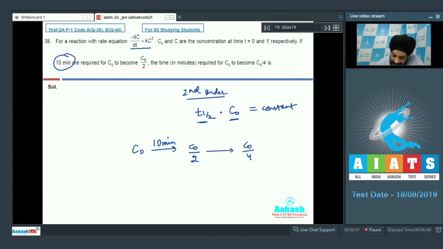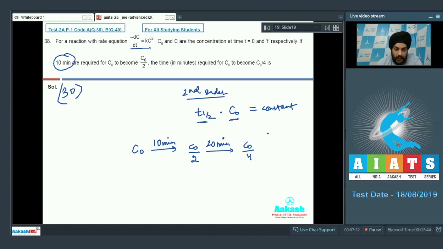So if we talk about the second case now, we have the initial concentration as C0 by 2. So the half-life for C0 by 2 shall be equal to 20 minutes, as the product of C0 into 10 has to be equal to C0 into T half. So students, the time required for C0 by 2 to become C0 by 4 is 20 minutes. Okay. So the total time required for the concentration to become C0 by 4 from C0 has to be equal to 30 minutes. So students, for this question, we have to mark the answer as 30.